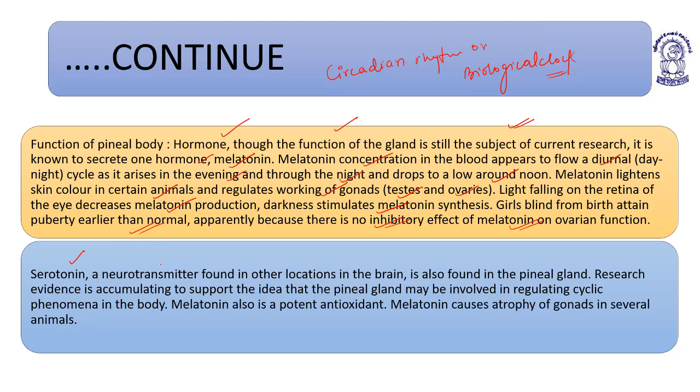Serotonin. Serotonin is a neurotransmitter found in other locations of the brain. It is also found in the pineal gland. Research evidence is accumulating to support the idea that the pineal gland may be involved in regulating the cyclic phenomena of the body. Melatonin also is a potent antioxidant. Melatonin causes atrophy of the gonads in several animals.